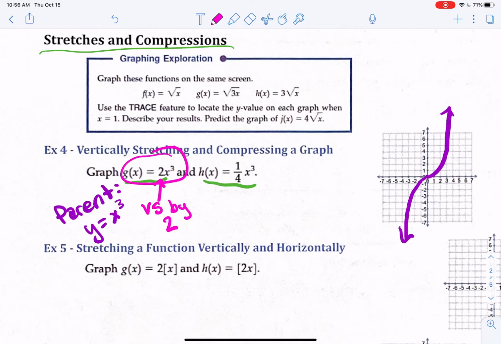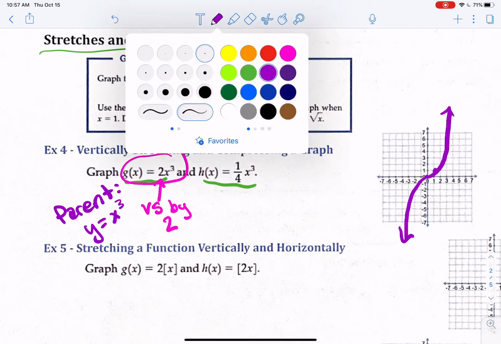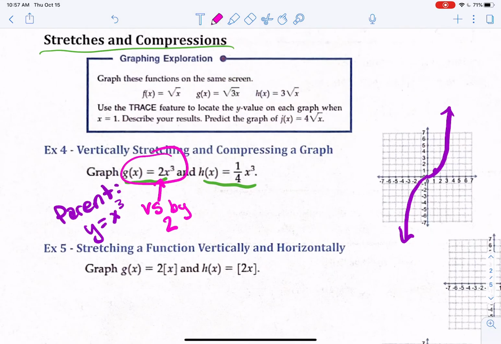So what's really happening is this dot that's on my purple, this should be at 1, 1. It's kind of out a little ways, but this should be at 1, 1. If I'm vertically stretching him by 2, he should be at 1, 2. That's where he will be, okay?